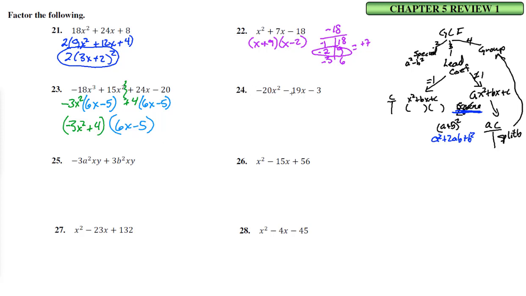Negative 20x squared minus 19x minus 3. Greatest common factor, what we look for first, not in there. 3 terms, the leading coefficient is not equal to 1. Let's check to see if it's a square. Nope, those are not perfect squares.